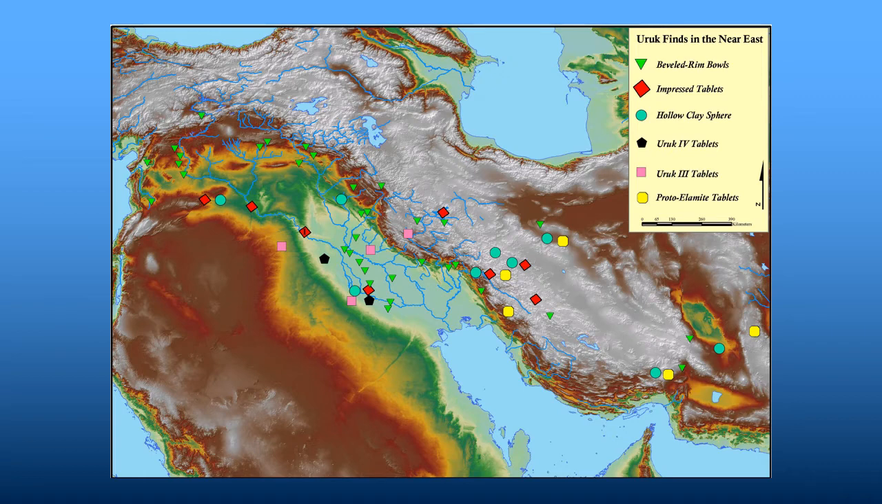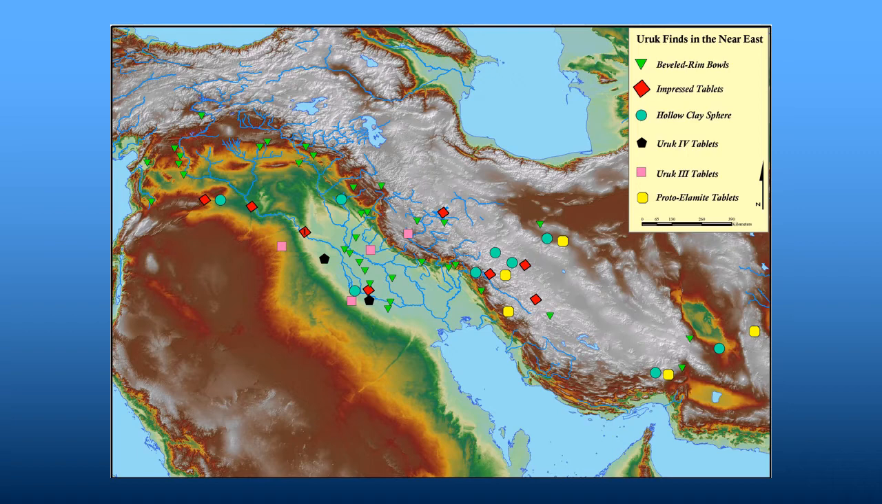We have limited evidence for it in places like the Amuk, where there's a handful of bevel rim bowls that have been found, but not a lot. Hama is one of the other places that produces a good number of them down on the Orontes, but we don't find it in the south at all.